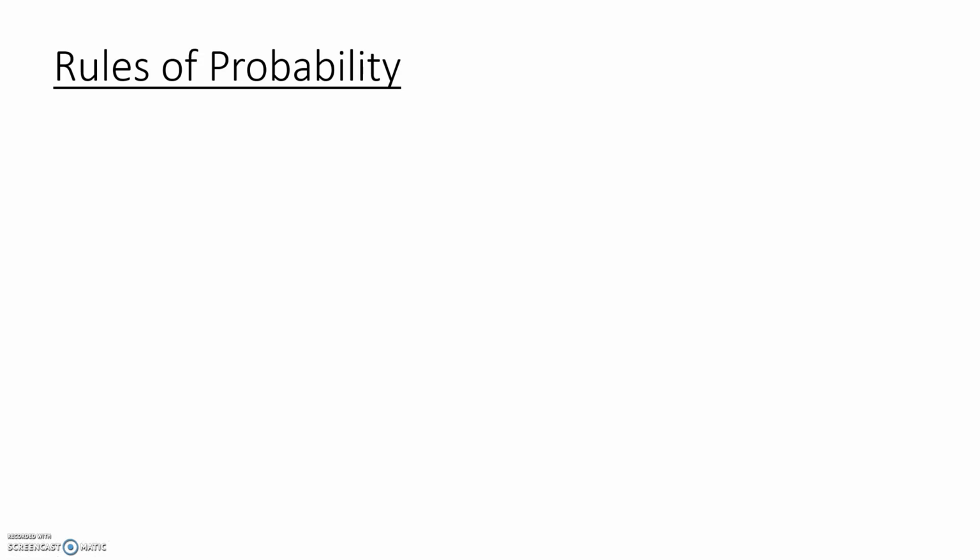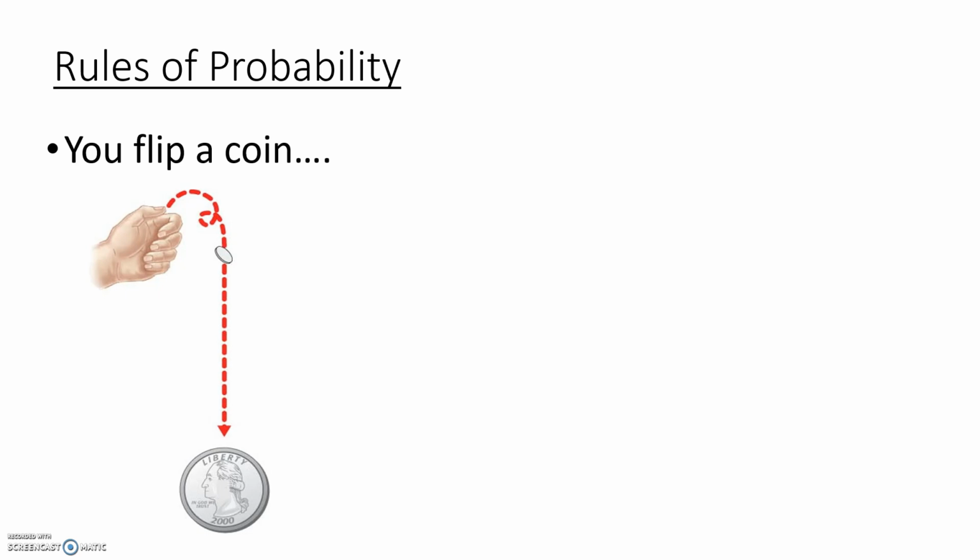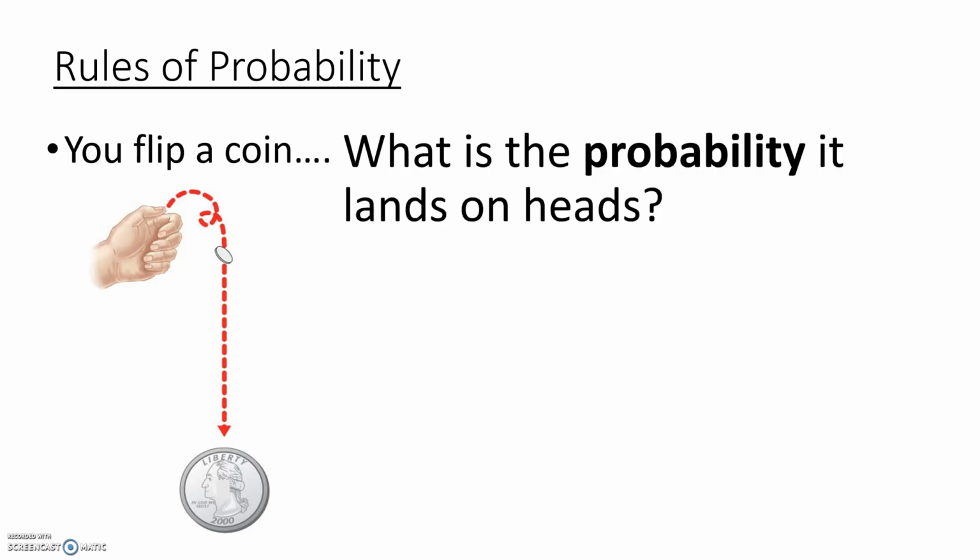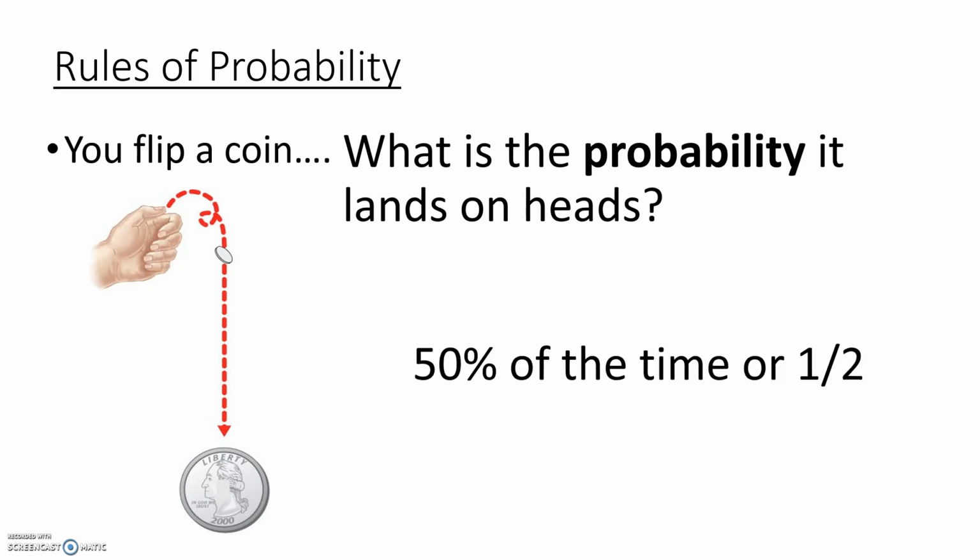In this video, we're going to take a look at the rules of probability and see how they apply to genetics and the inheritance of various characteristics. So if we're looking at something like flipping a coin, which hopefully everybody is familiar with out there, what we want to look at here is what's the probability that when you flip the coin it lands on heads.